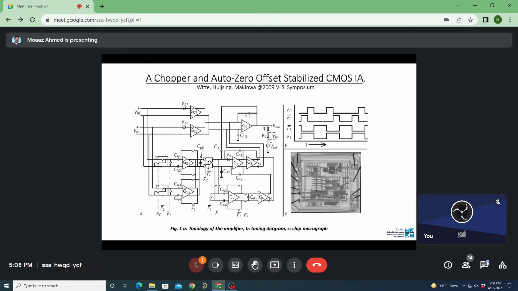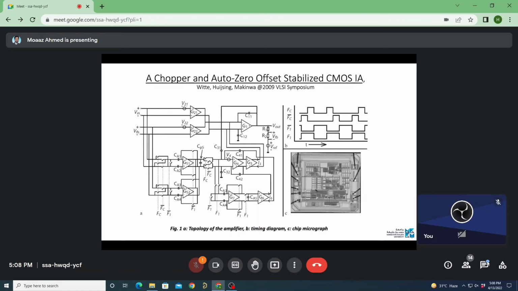Yes, they are identical copies. They will be the copies of G21 and G22. And now the lower ones will be auto-zeroed to reduce their offset, and they will also be chopped to again remove their offset and the flicker corner.